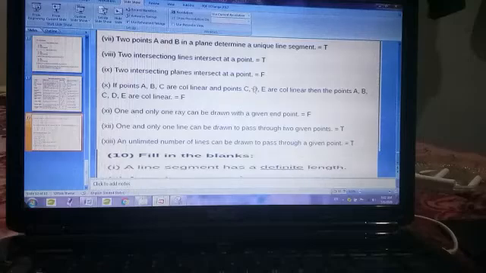Question number 8, two intersecting lines intersect at a point. True, because two lines cannot have more than one intersecting point.